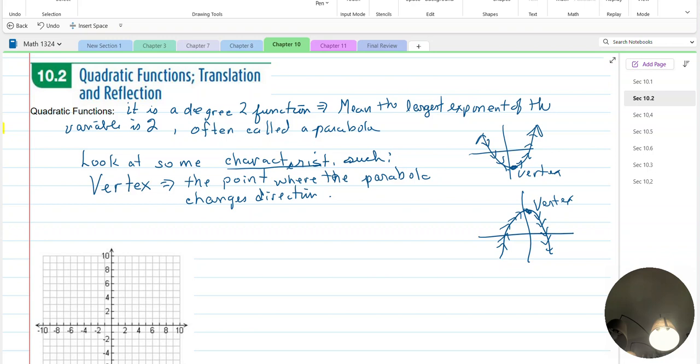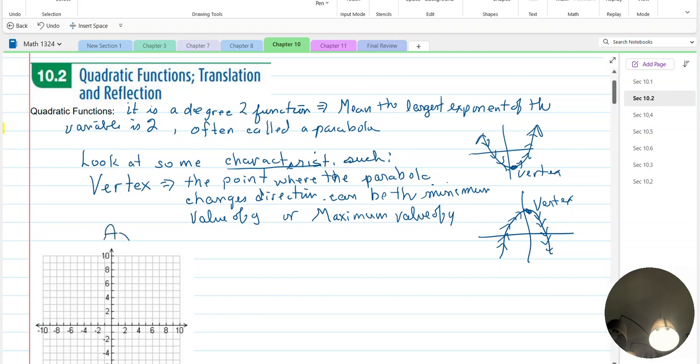All right, so at that vertex point, we can determine that it can be the minimum value of y or maximum value of y. Okay, now we know that part. Well, what else does it have?